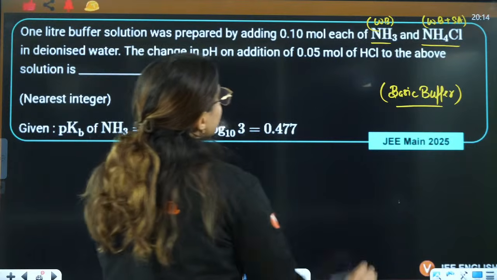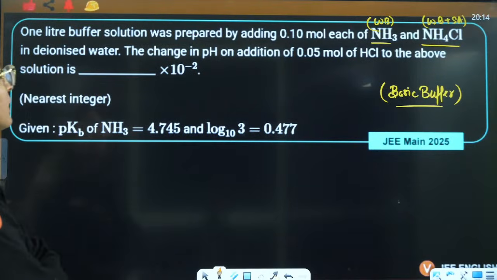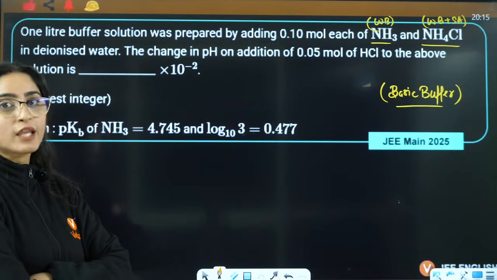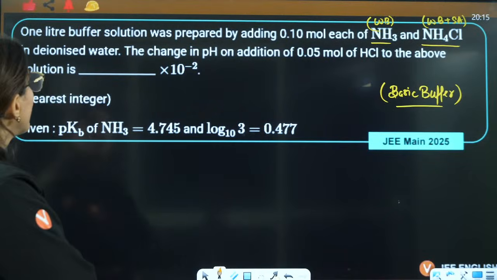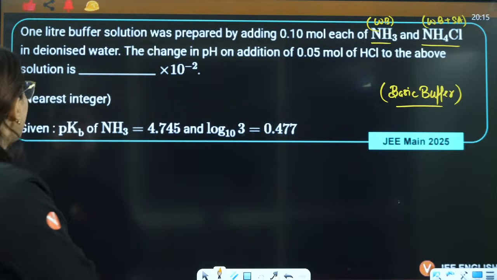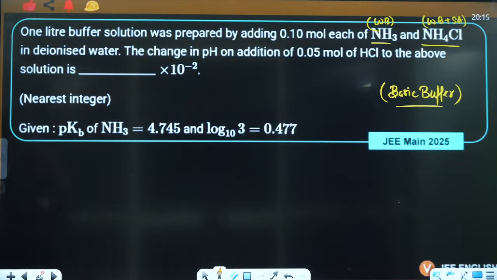So let's understand this thing. By addition of 0.05 mole of HCl, what is the change in the above pH? That means some buffer capacity is there. You have added enough HCl to make some change here. And this is also given that this is a buffer solution here, right? This is already given that, guys, this is a buffer solution here. Right, everybody? Tell me.